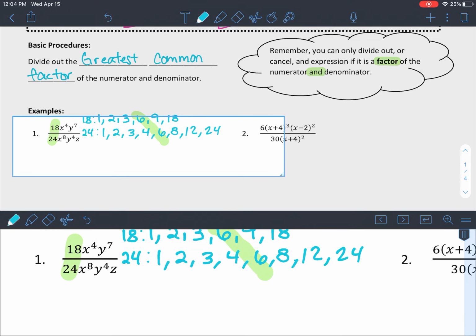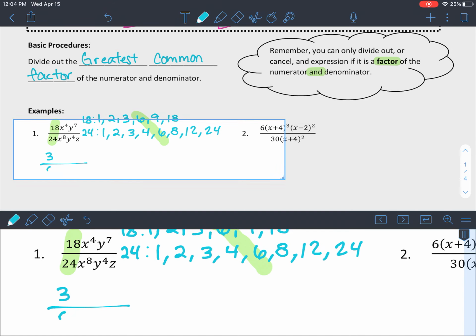When I do that, 18 divided by 6 is 3. And then 24 divided by 6 is 8. Oh, I lied. 24 divided by 6 is 4. Sorry, I was looking at 8 when I said that. So then we need to deal with our variables.